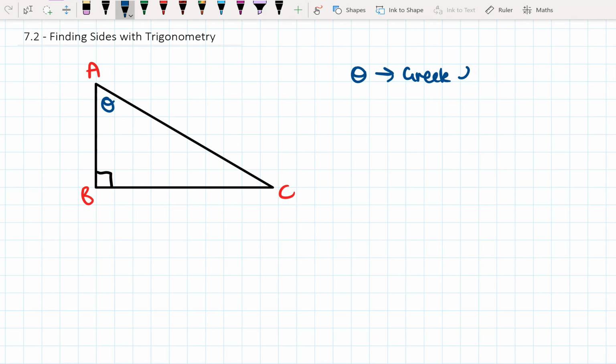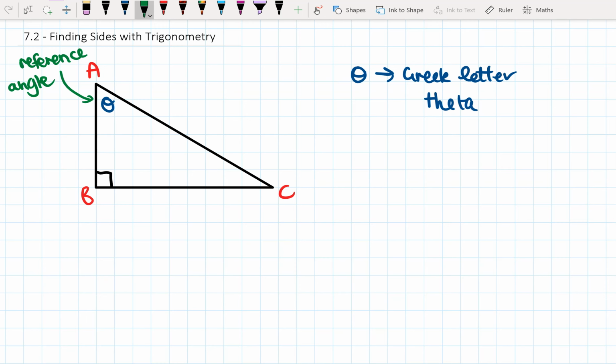Greek letter theta. Okay, and this is just quite often used as a reference angle. In contrast to being specific about it, we could also call this angle alpha because it's on the point A. However, theta is just saying a reference angle. Okay, so this is a reference angle. And it just means the angle that we are working with.